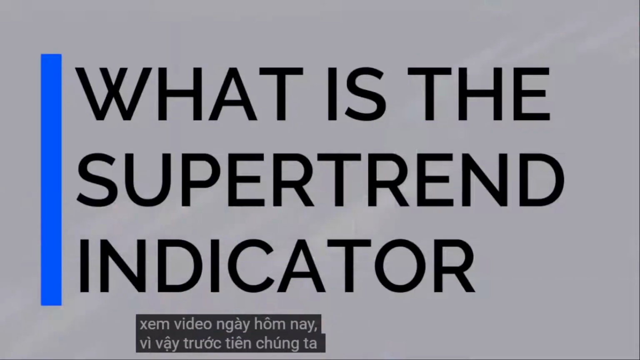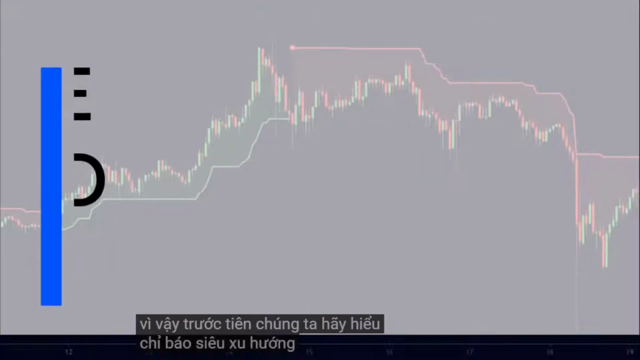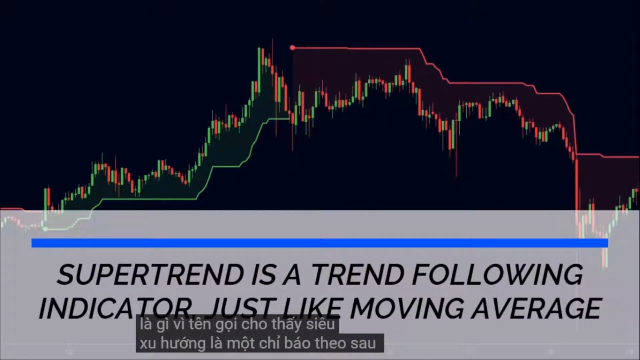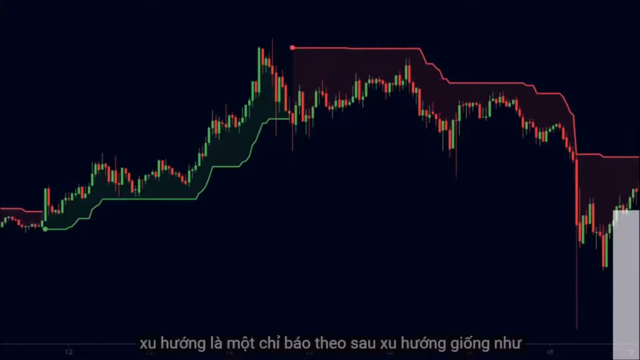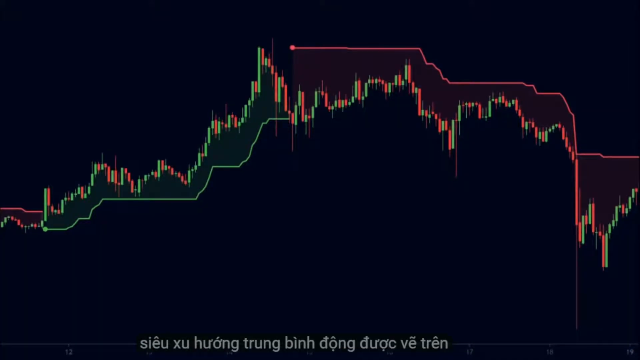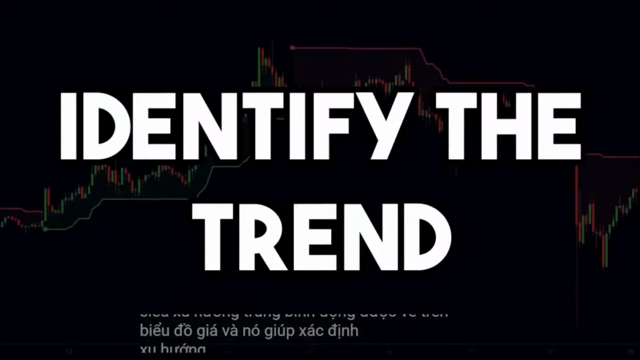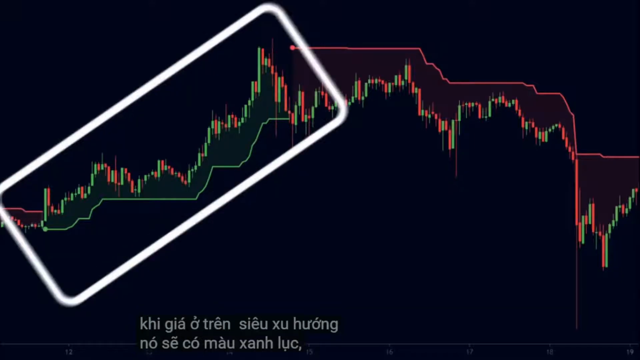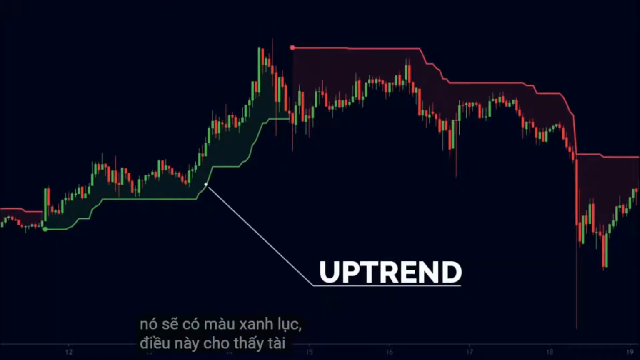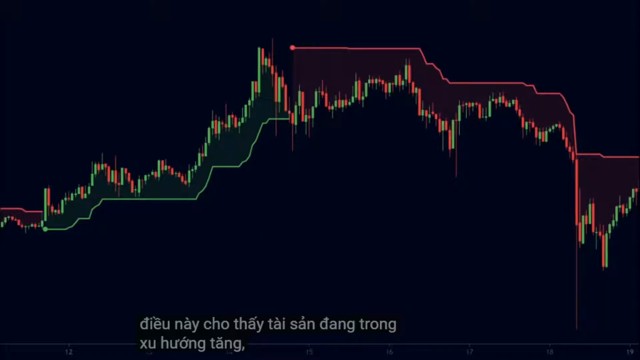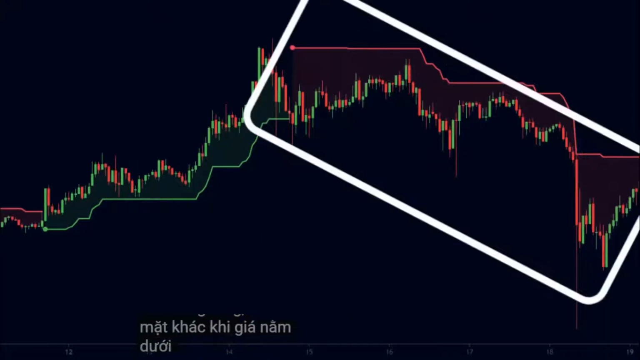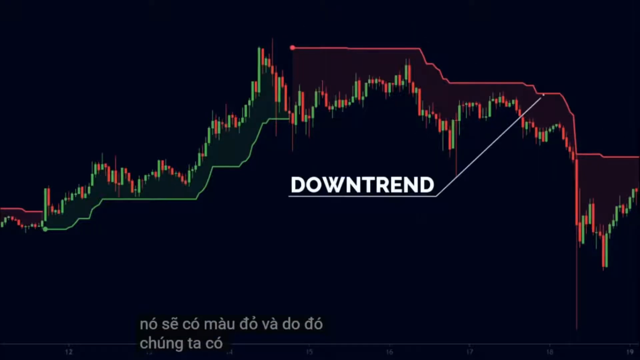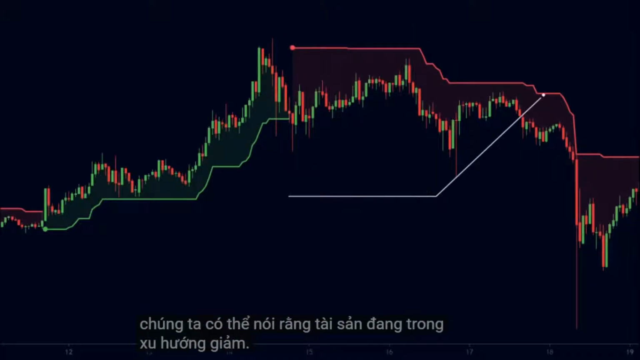So first, let us understand what is the super trend indicator. As the name suggests, super trend is a trend-following indicator just like moving average. Super trend is plotted on the price chart, and it helps in identifying the trend. When the price is above the super trend, it will be green in color. This indicates the asset is in an uptrend. On the other hand, when the price is below the super trend, it will be red in color. And hence, we can say that the asset is in a downtrend.